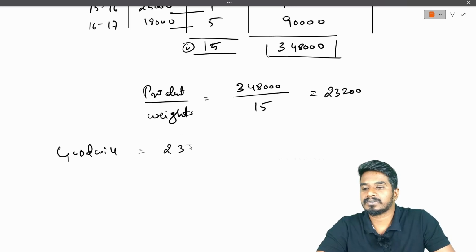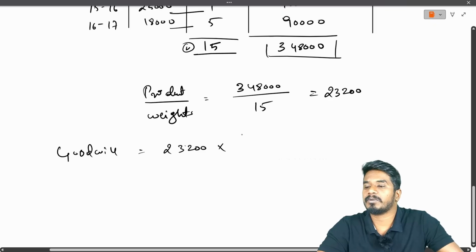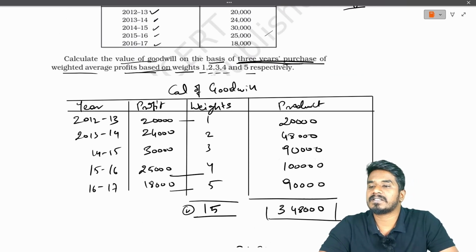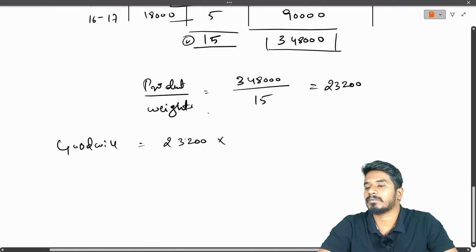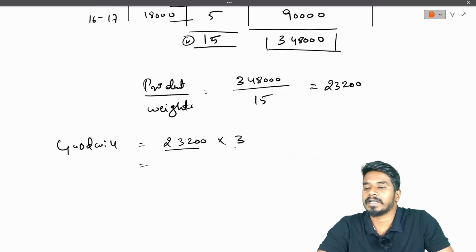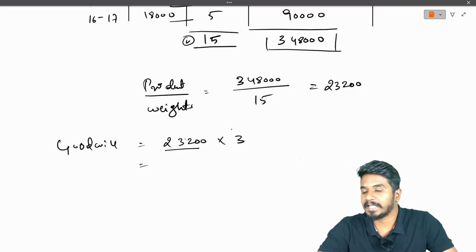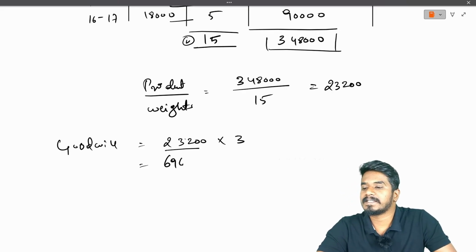Now, to calculate goodwill, whatever 23,200 we got, we need to multiply with the 3 years purchase already given in the question. So 23,200 into 3. What is the amount we are getting? 69,600 rupees is the goodwill you got.